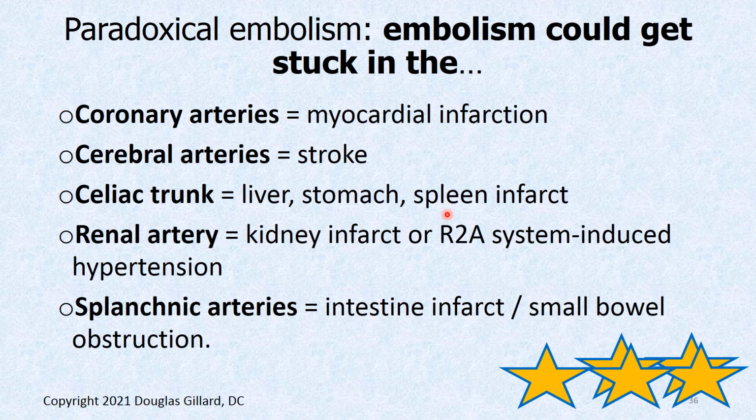So we said this already. An embolism could get stuck in the coronary arteries, causing a heart attack. Cerebral arteries, a stroke. The celiac trunk, remember that trunk? That would be terrible to get one stuck there, because that's a huge supply to the liver, the stomach, and the spleen. You could get ischemia of all of those tissues. That's a terrible place for it to get stuck.